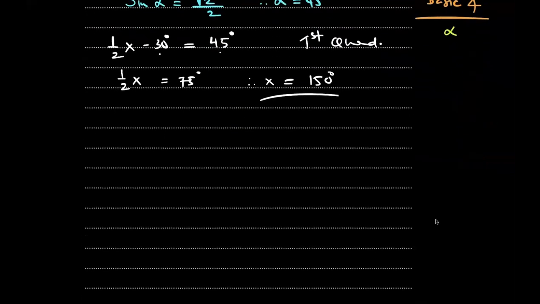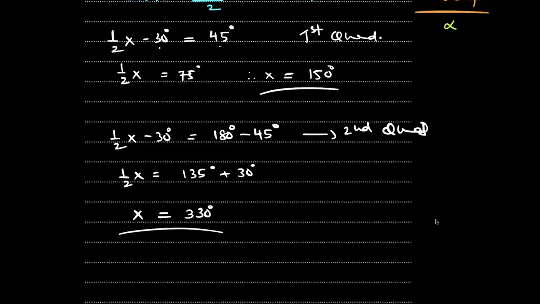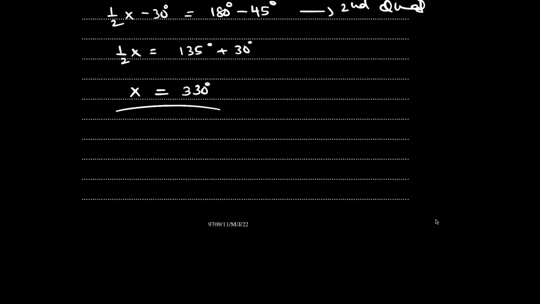Similarly, half x minus 30 degrees is equal to 180 minus the basic angle, which is 45. Half x is equal to 135 plus 30 degrees, which is 165. Therefore, x is 330 degrees. This is for the second quadrant. So therefore, the very final answer for this part is 150 degrees and 330 degrees.